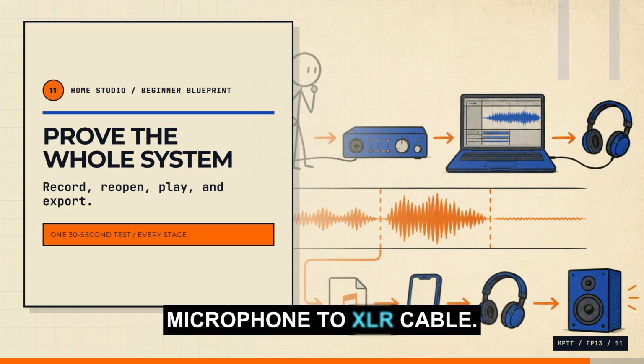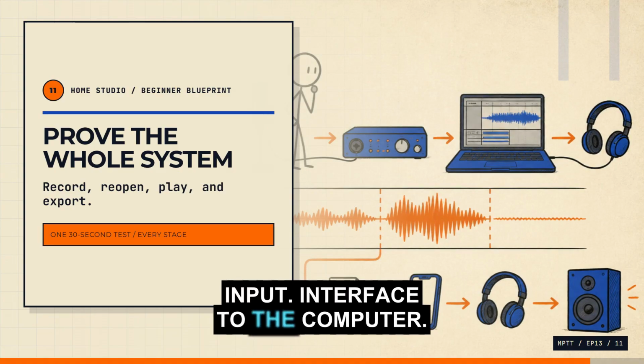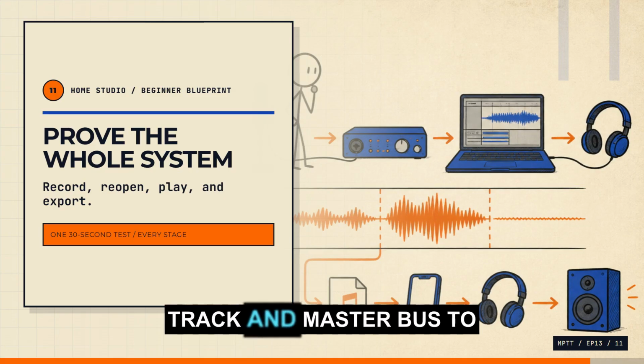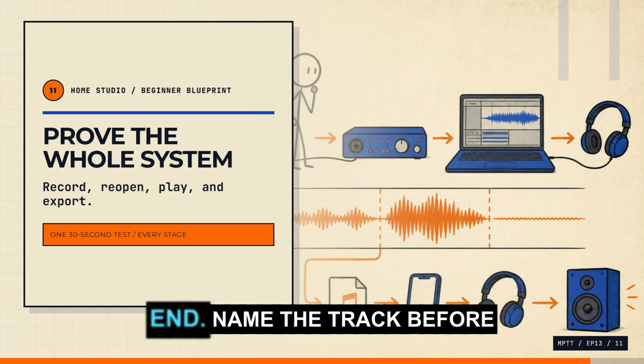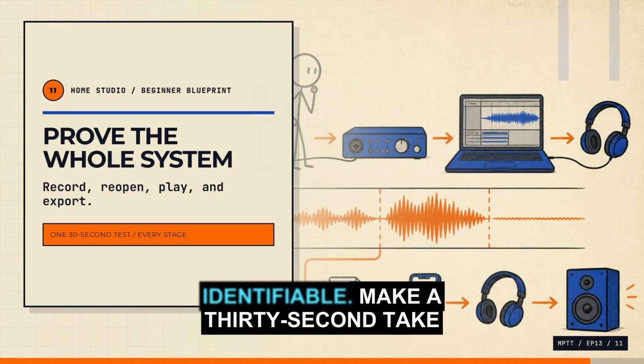Microphone to XLR cable, cable to the correct interface input, interface to the computer. Door input to an armed mono track, track and master bus to the interface outputs. Headphones or monitors at the end. Name the track before recording so the files remain identifiable.